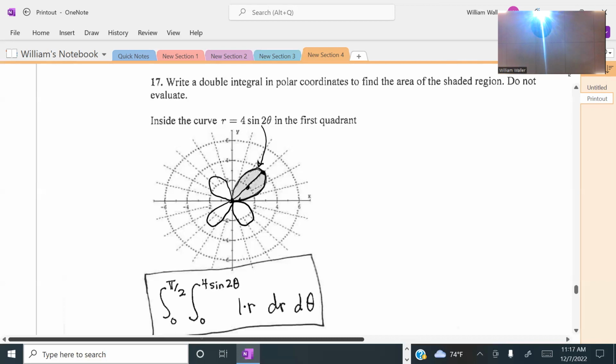So remember, you can compute areas of regions with polar coordinates just like you can compute areas of regions with rectangular coordinates. You just use an integrand of 1, but don't forget you have to multiply it by r.